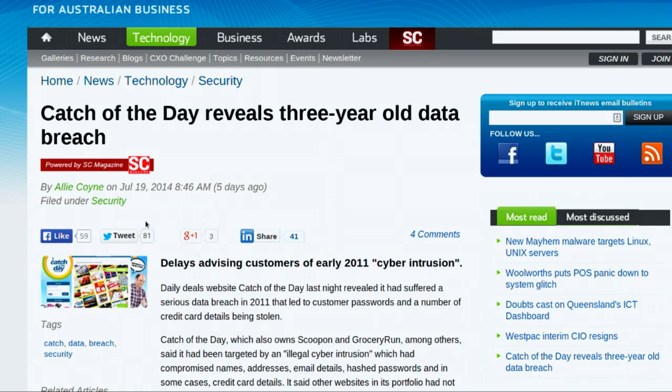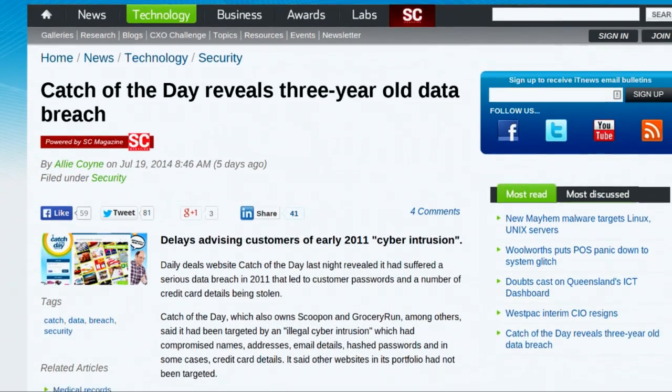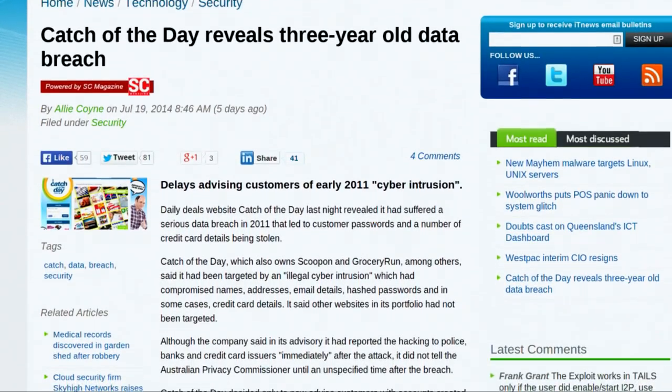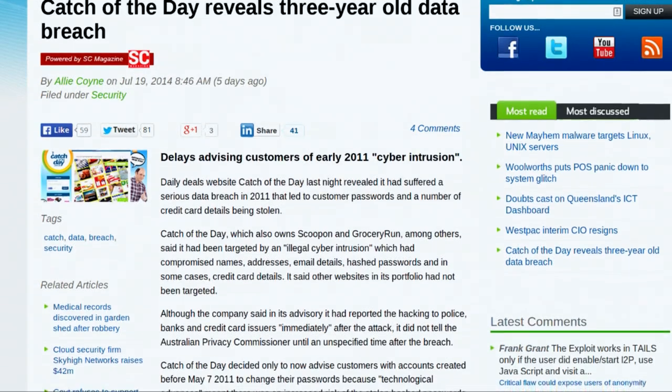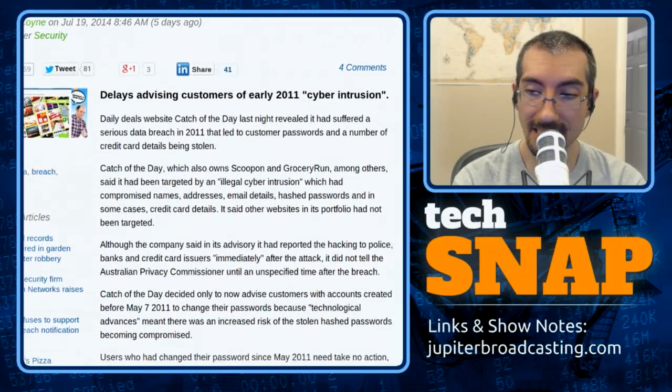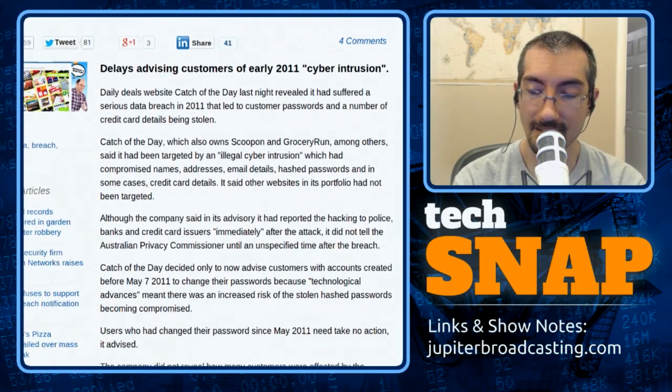Okay. So it was an Australian deals website, and apparently in April of 2011, they were hacked. And they waited until just now to tell their customers and the Privacy Commissioner of Australia about it, even though they're supposed to tell them right away. Now, they told the police, banks, and credit card companies immediately when they were hacked. Of course. But they didn't tell the customers.